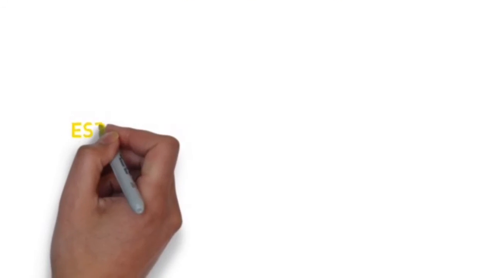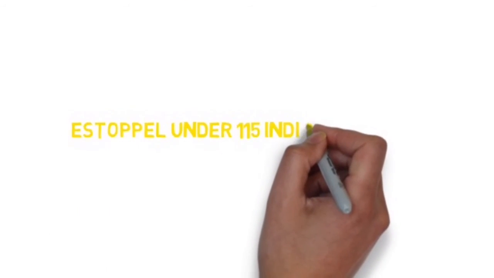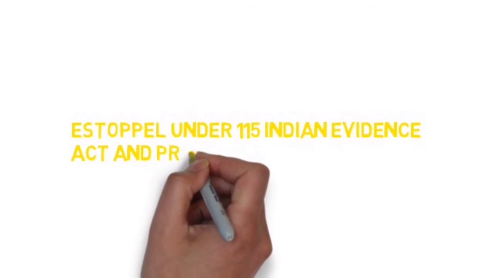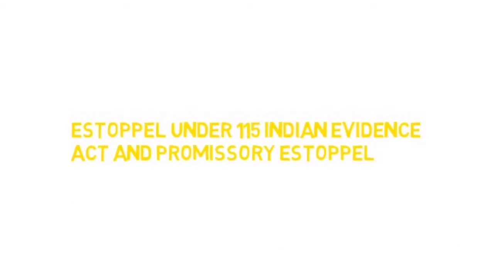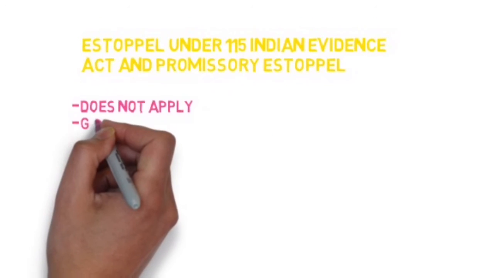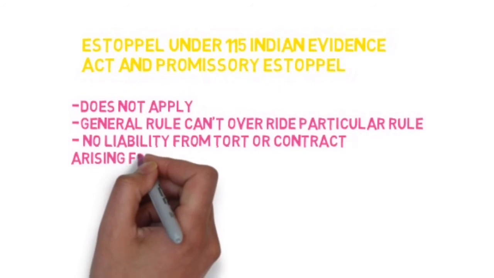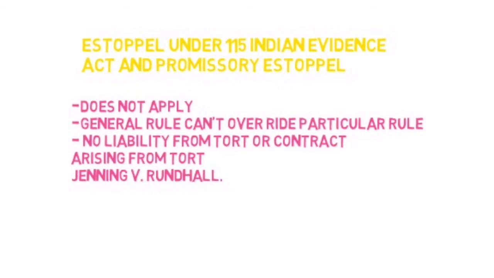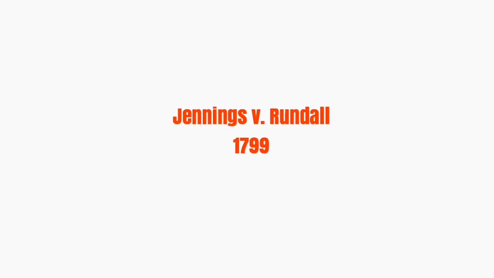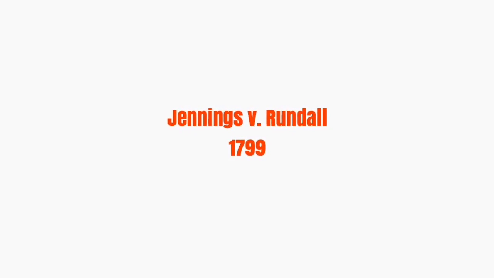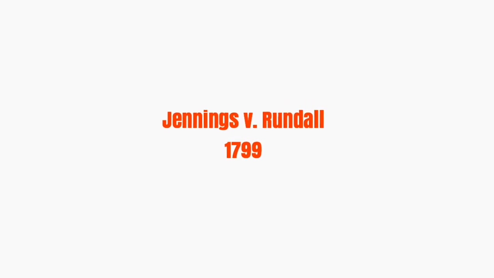And it's also important for you to know that estoppel or promissory estoppel cannot apply to a minor, which was also held in the case of Mohori Bibee, and that the general rule of estoppel cannot defeat the provisions of the particular minor's contract law that we just discussed. Also, there is no liability in contract or in a tort arising out of a contract for a minor, which was also held in the case of Jennings versus Rundall. And I possibly butchered that name in pronunciation, but you can see the spelling on your screen right now.